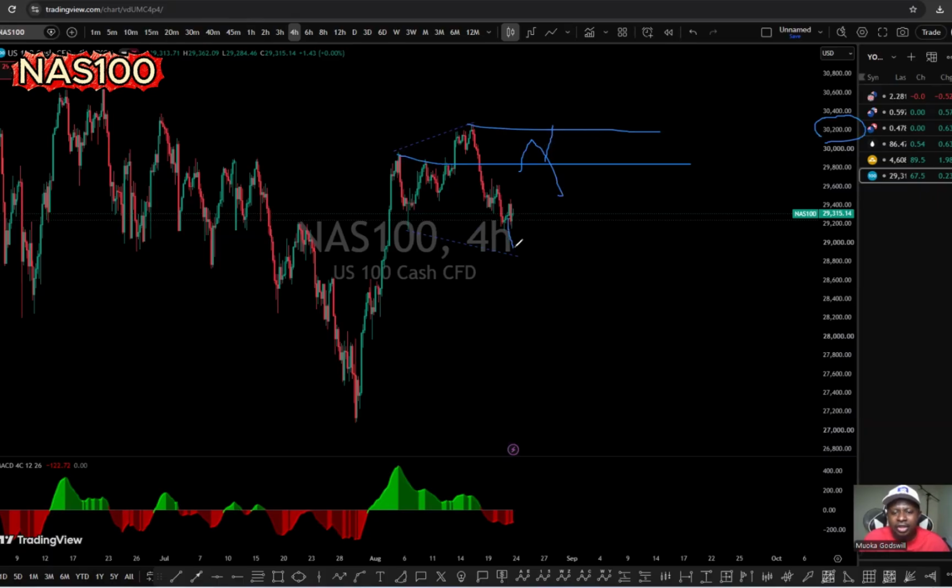So any buy setup I'm taking under this low around 29,200 and maybe slightly below. If I see my buying opportunities and then we begin to head to the upside, my target is 30,000 on NAS 100. So that is all I have for you guys this week.